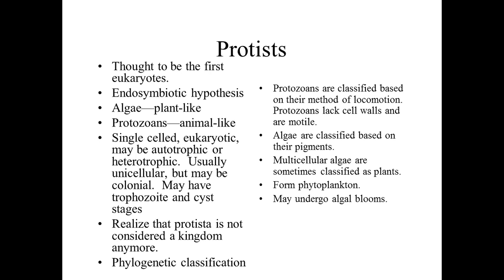They can be autotrophic, some of them are, and again, that means what? Autotrophic. Self-feeding. They can make their own food, usually through photosynthesis. A lot of them are heterotrophic, more like animals. And as I said earlier, most of them are unicellular.